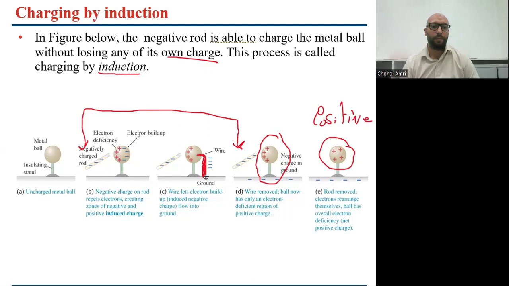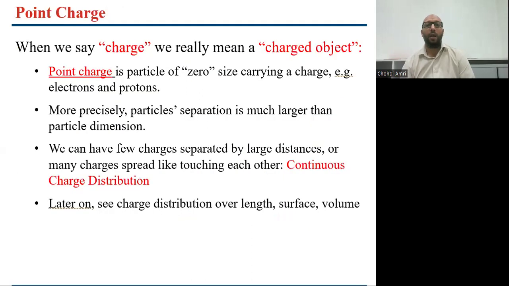And then let's move to the definition of point charge. When we say charge, we really mean a charged object. A point charge is a particle of 0 size. That means a very tiny particle carrying a charge, for example, electrons or protons. Electrons and protons are considered point charges because their size is very small and they have positive or negative charge. So we will call them point charges.